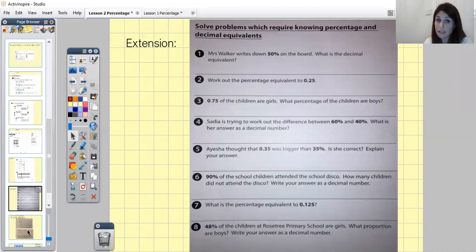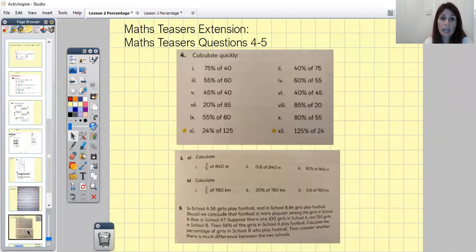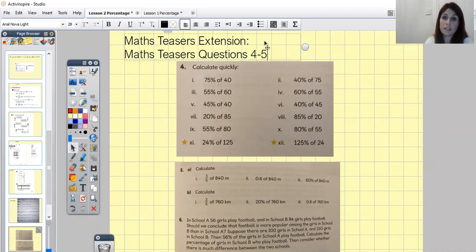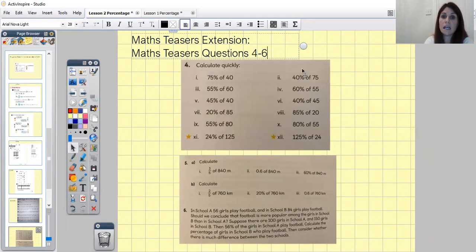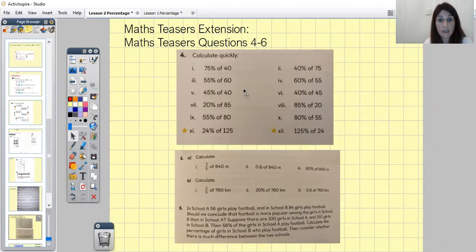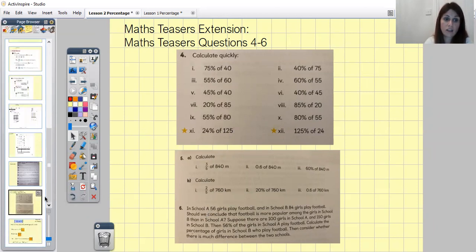Great if you manage to get that done, don't panic if you don't. And then maths teasers, again, you have got some questions from your maths teasers book. So questions 4, 5 and 6. I've put an extra one in there, so let's change that to 6. Again, really don't panic if you don't manage to get all of them done, because that's quite a lot to do. It's just there for you in case you need something extra.